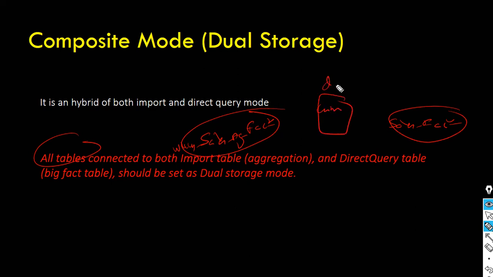This kind of scenario, you need to enable dual. If you have to join a table with both the direct query mode as well as import mode related tables, you need to make these tables dual. It is as simple as that. Hope you can understand. Is it clear? Is it clear or not?